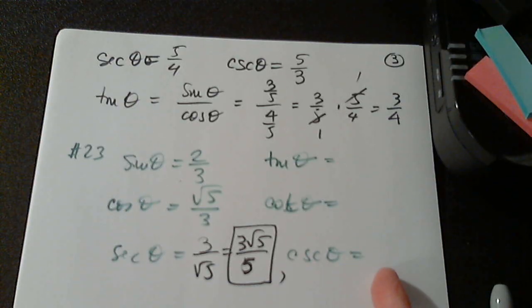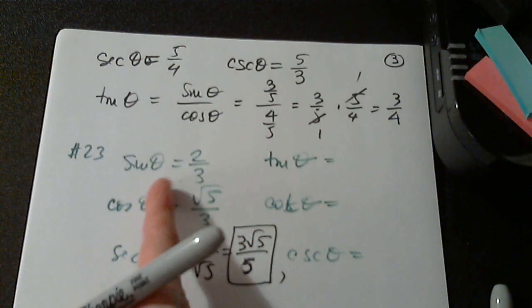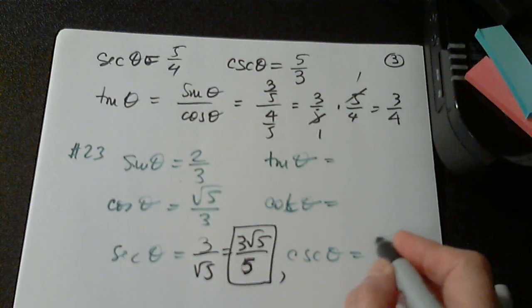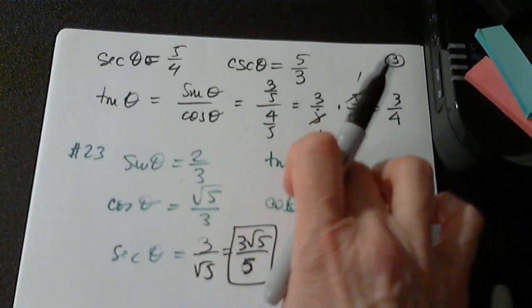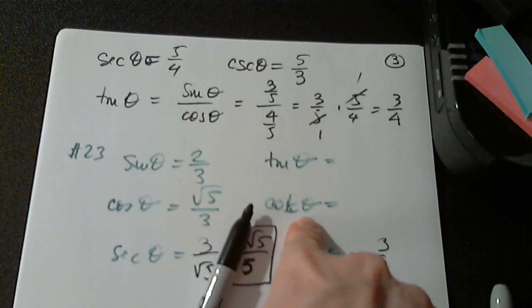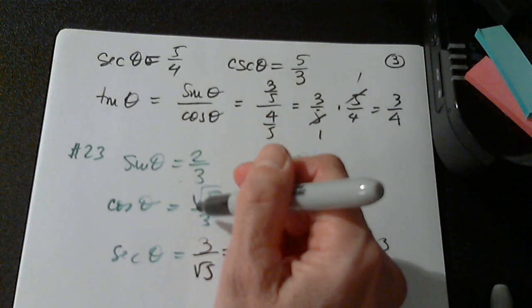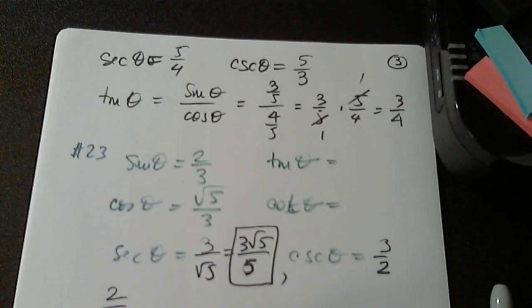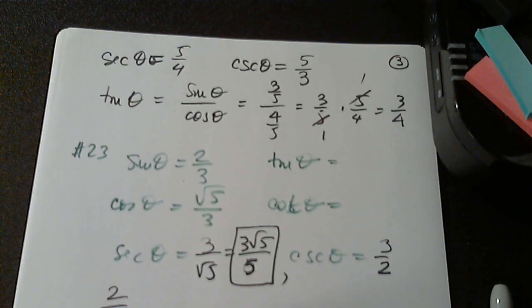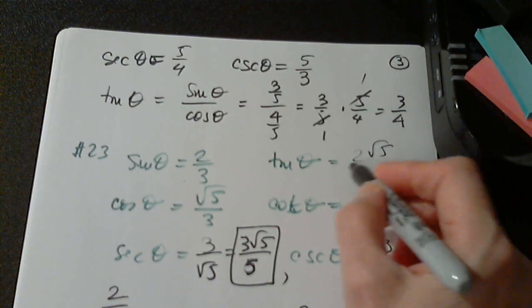Cosecant. It's 1 over sine. Perfect. 1 over sine will be? It's 3/2. Excellent. Tangent is this over this. Once I have tangent, I flip it to get cotangent. So I have 2/3 over the square root of 5 over 3. Copy the numerator, flip the denominator. So I have 2 over the square root of 5. So I have 2 the square root of 5 over 5.